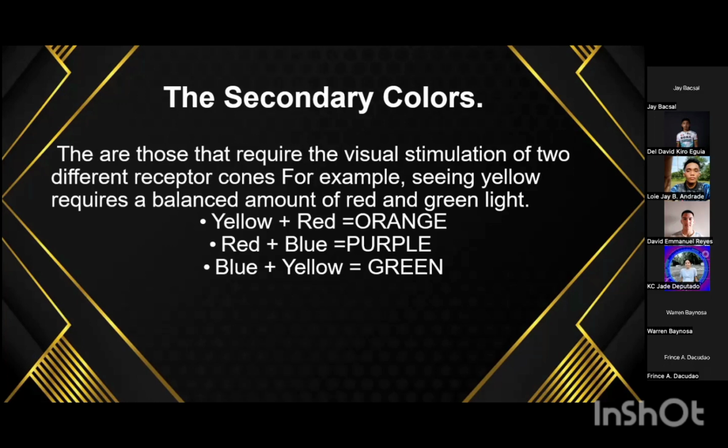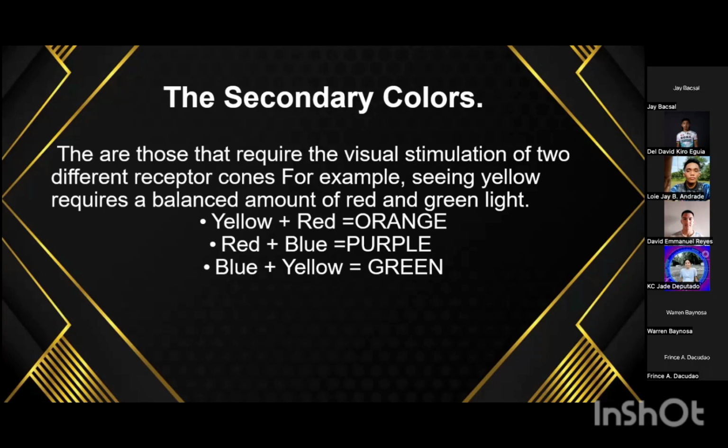The second order of color is secondary color. Secondary colors are those that require the visual stimulation of two different receptor cones. For example, seeing yellow requires a balanced amount of red and green light. So secondary colors are the colors that result from the combination of two primary colors.